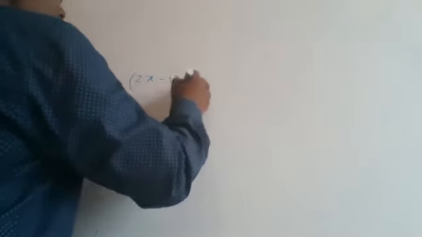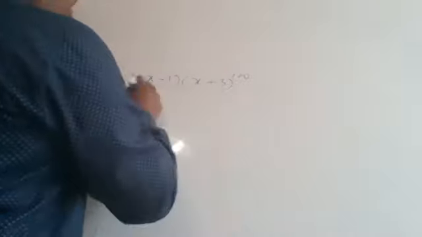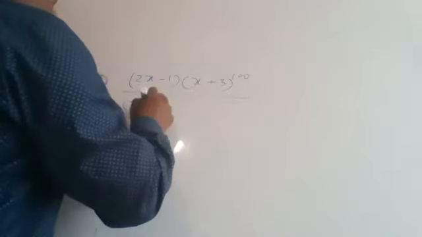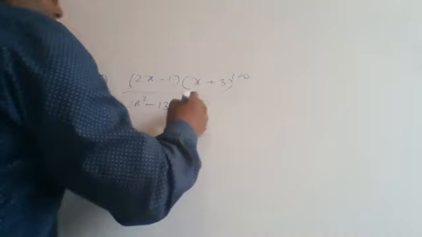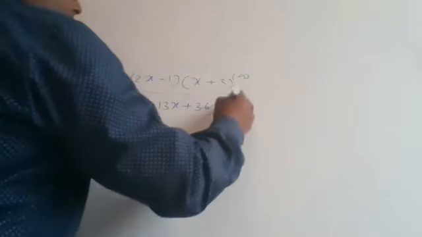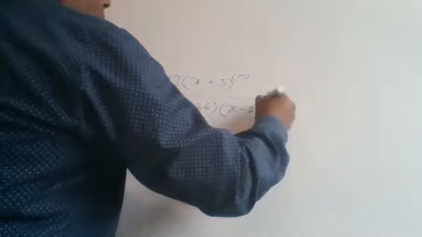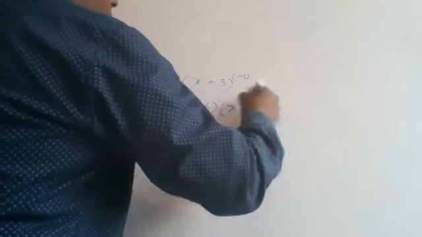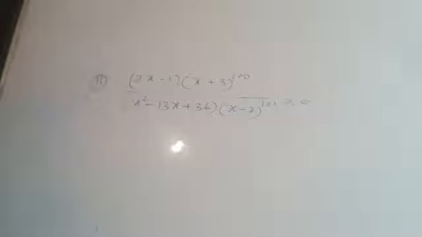Write: (2x minus 1)(x plus 3) to the power 100 upon (x square minus 13x plus 36)(x minus 2) to the power 101 greater than or equal to 0. This one, just see, everyone. We want to solve this question now.